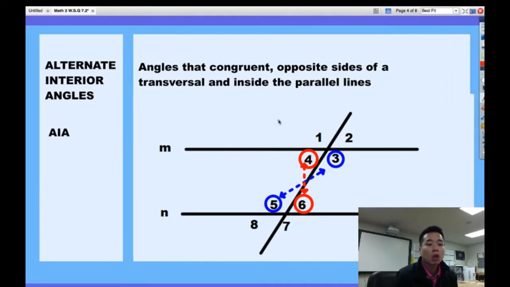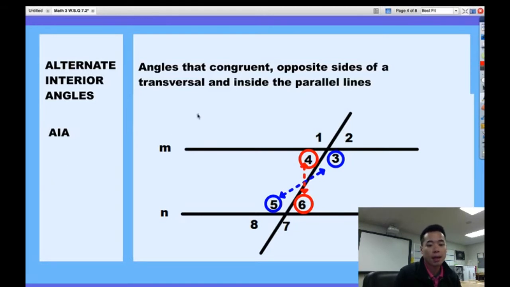Next, we have alternate interior angles. A lot of teachers, including myself, will abbreviate it AIA, alternate interior angles. Those are angles that are congruent and they're opposite of the transversal and inside the parallel lines. So let's break down the phrase alternate interior angles. Alternate means either side, interior means inside the parallel lines, and then angles are your angles. They always form an X, kind of like jumping across the transversal.